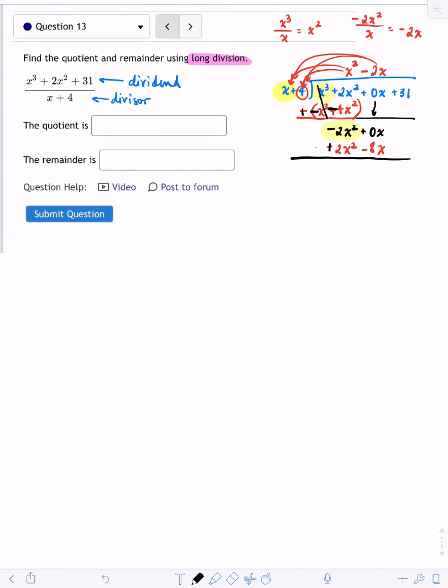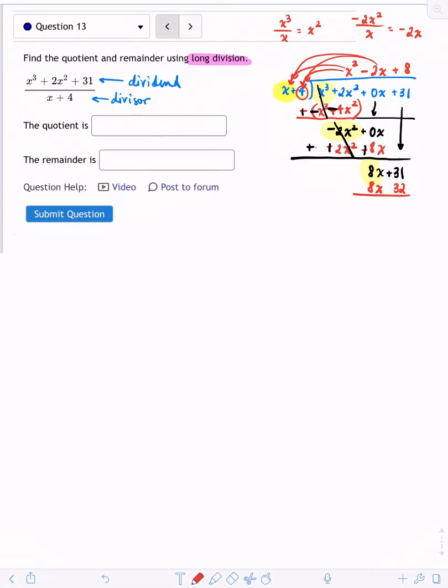So once again, we can just change the signs and just add. So negative 2x squared plus 2x squared, those cancel as we expect. And 0 plus 8x leaves you 8x. Dropping down the last term, 31, we again try to match up the leading terms, 8x and x. So this one, maybe we don't have to do side work. x times what gives me 8x, and that would give us 8. So 8 times x is 8x, and 8 times 4 is 32.